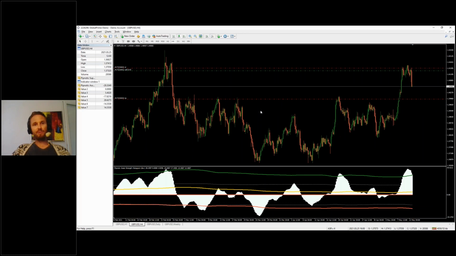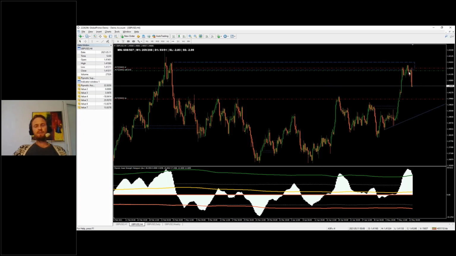Okay, so we have this move here, okay? So we have this move here, goes to the high, here we go to the low, which is I think here, and then we go high again. So how would you identify the buy and the sell side of the market here?